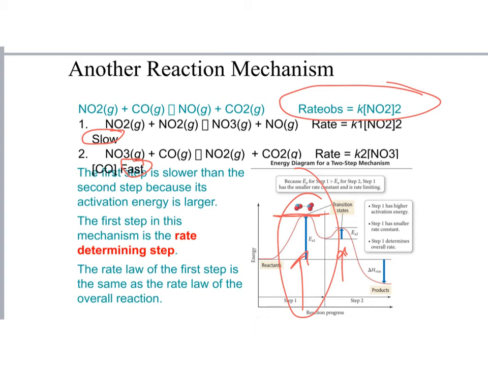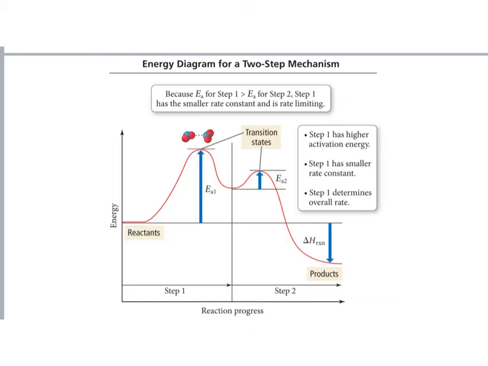The rate law of that first step is what's going to be in the observed or the final or the overall rate law of the mechanism. Again, this is just blown up a little bit, but basically it's saying that the activation energy for step one is greater than that for step two. And so step one is going to have the smaller rate constant, and it's going to be the rate limiting step.